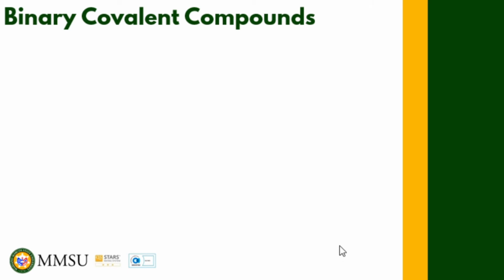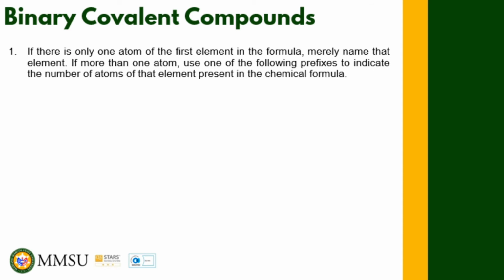So, next, our naming is naming binary covalent compounds. And covalent compounds are compounds formed from the combination of a nonmetal and a nonmetal. So, dito, pag combine natin yung nonmetal and nonmetal. So, in naming binary covalent compounds, if there is only one atom of the first element in the formula, merely name that element. So, if more than one atom, use one of the following prefixes to indicate the number of atoms of the element present in the chemical formula.